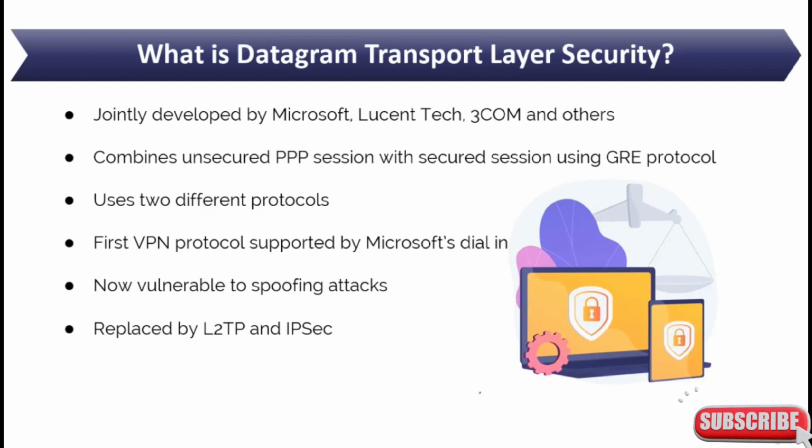Well, that is it. In this lecture, we have seen three major types of tunneling protocols: the Datagram Transport Layer Security protocol, DTLS, then Layer 2 Tunneling Protocol, L2TP, and PPTP, that is Point-to-Point Tunneling Protocol. I hope you have understood these protocols. If you have any doubt, feel free to ask through the Q&A section, and I will see you in the next lecture.